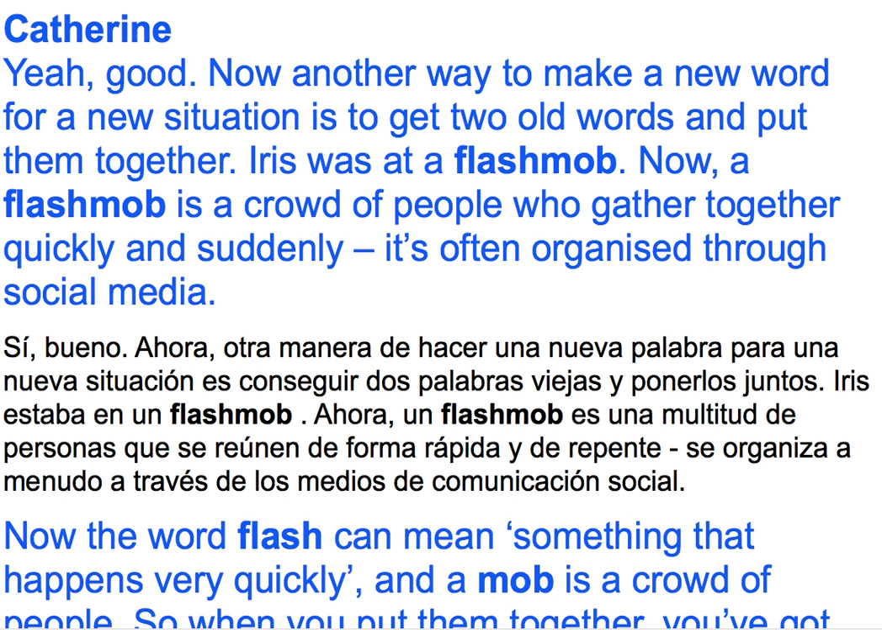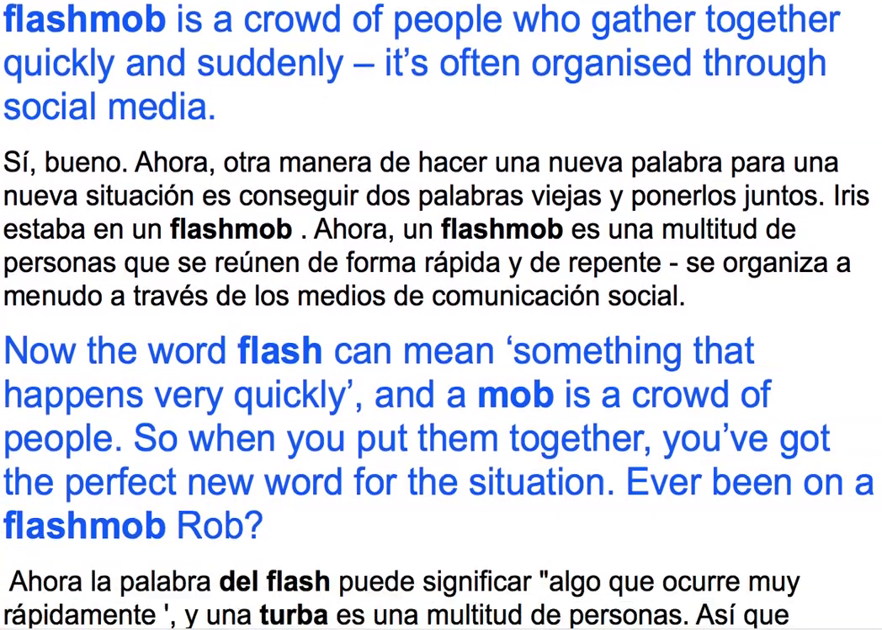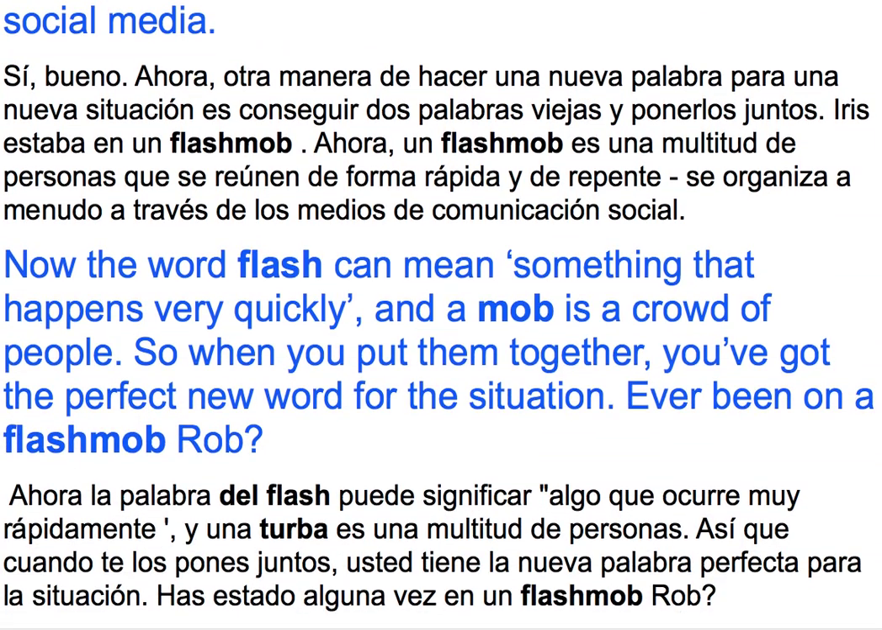Yeah, good. Now, another way to make a new word for a new situation is to get two old words and put them together. Iris was at a flash mob. Now, a flash mob is a crowd of people who gather together quickly and suddenly. It's often organized through social media. Now, the word flash can mean something that happens very quickly, and a mob is a crowd of people. So when you put them together, you've got the perfect new word for the situation.